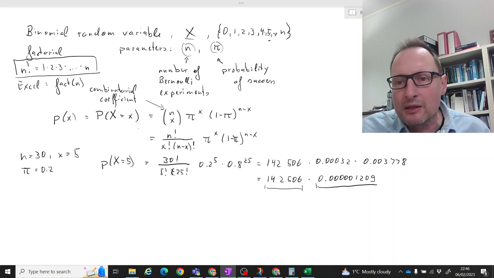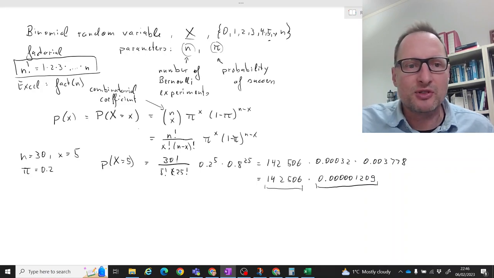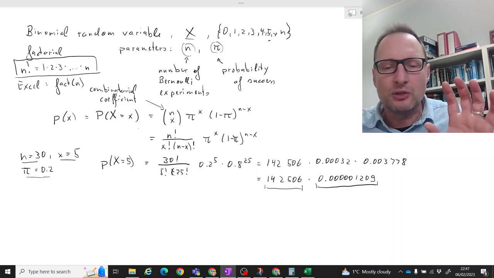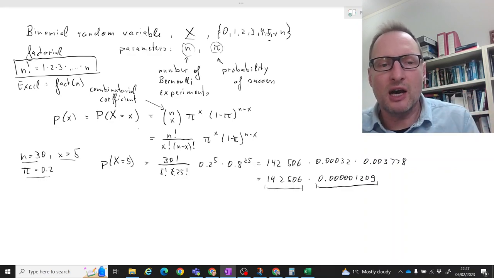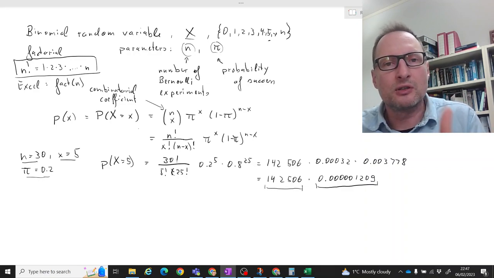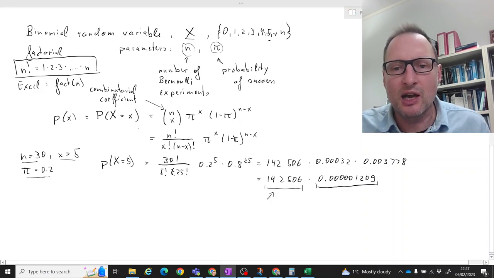So now these two numbers have an interpretation. We are looking for the probability that out of 30 attempts, we get 5 successes. n equals 30, and on each of our 30 attempts, the probability of getting a success is 0.2. Now think about how many different ways there are to get 5 successes out of 30, like getting 5 heads if we toss a coin 30 times. That's an awful lot of ways. In fact, it's 142,506 ways.